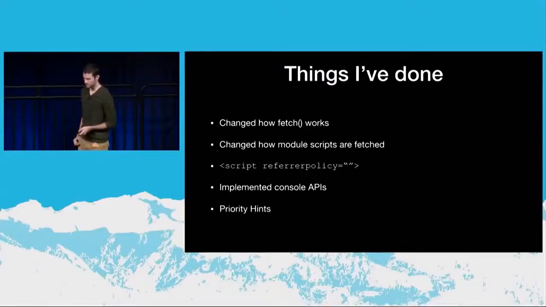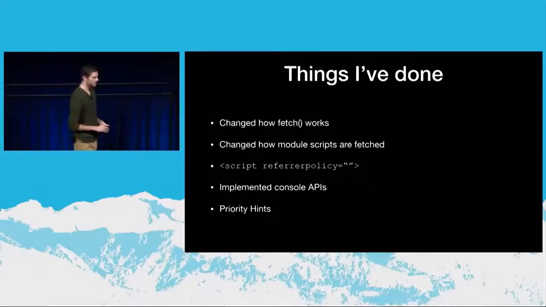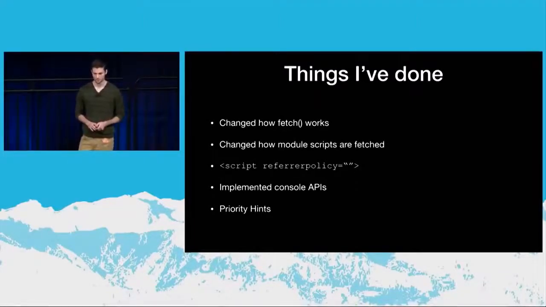Finally, I've been working on something called priority hints, which is a new resource loading API that lets developers tell the browser what priority they would like to be associated with a request. It's a new standard, and so we're digging through that. I did the implementation work in Chrome, and we're doing some experimentation to see if it's going to be able to pull its own weight.